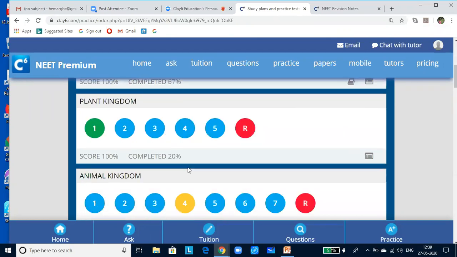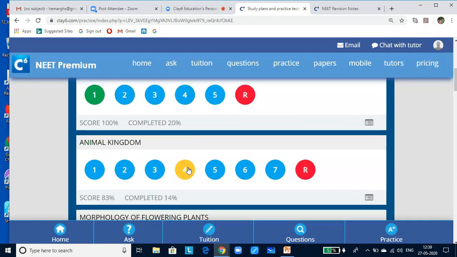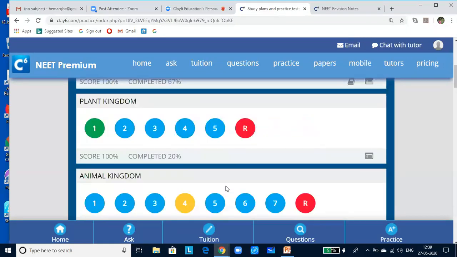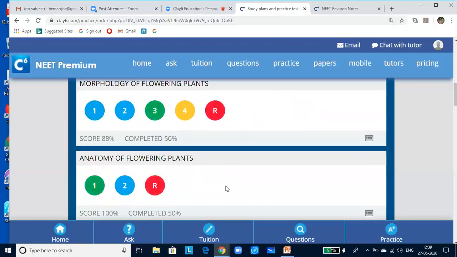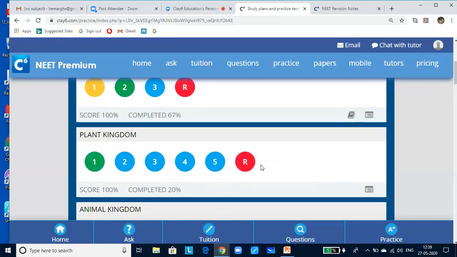Now if you look at the tests, each chapter has a different number of tests depending upon the complexity of the text and also the number of questions asked in the NEET, so its importance in the NEET. Depending on that only we have created the tests. And now if you look at the red bubble, it is a randomized test.